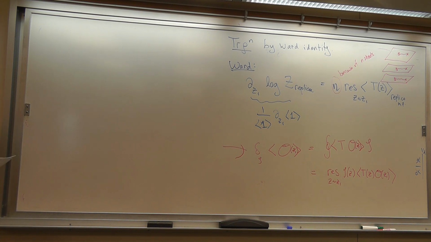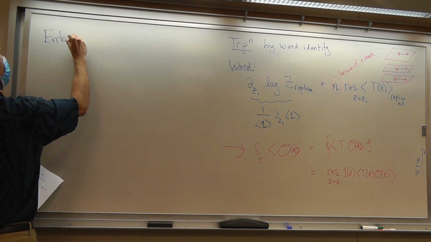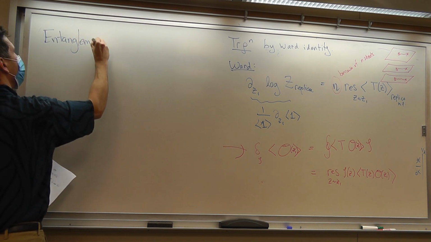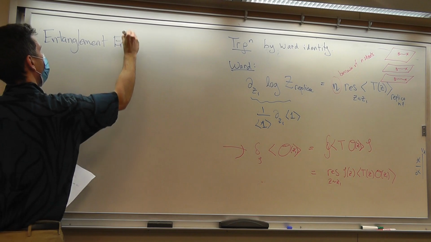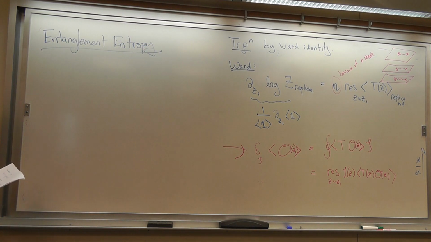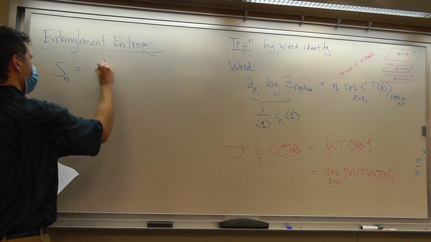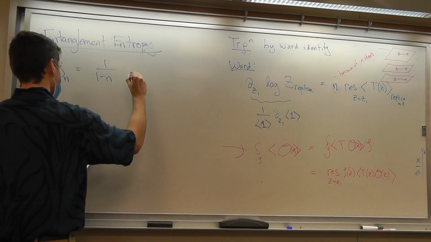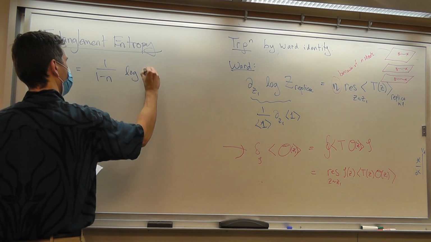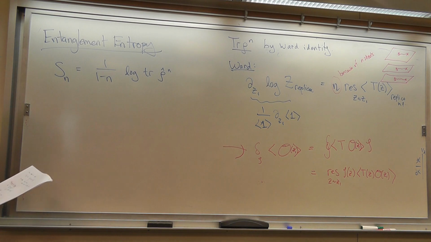So the entanglement entropy is then, well, first let's look at the Rényi. So the Rényi was 1 over 1 minus n log trace rho hat to the n.